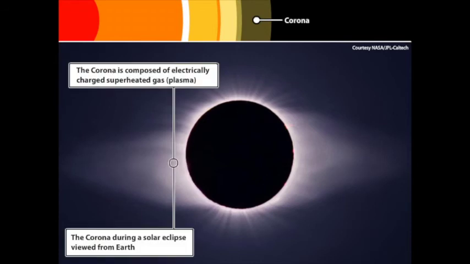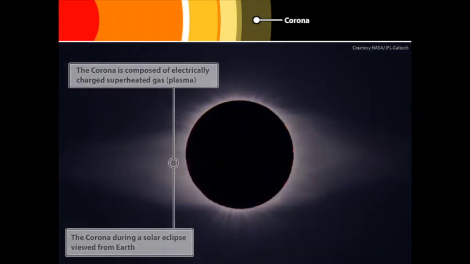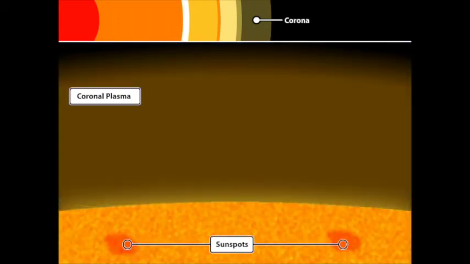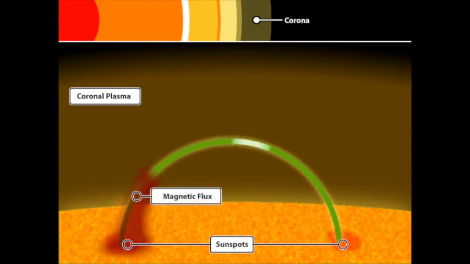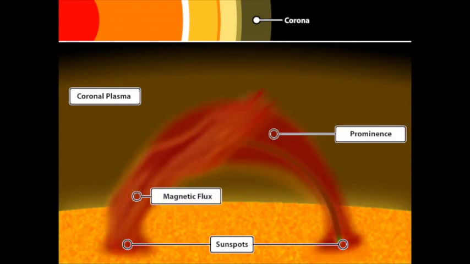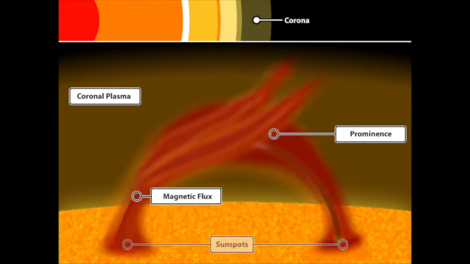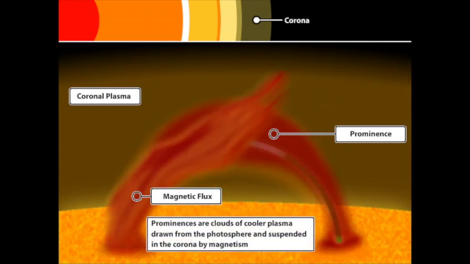The corona is made of superhot gas called plasma. From time to time, pairs of sunspots form in the photosphere, linked by magnetic flux. These can drag cooler plasma from the photosphere into the hotter corona, where they are suspended by magnetic fields, producing a prominence. In time, the magnetic fields become unstable, collapse, and the prominences disappear.